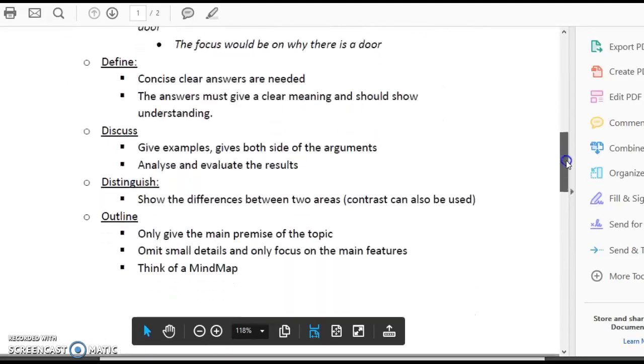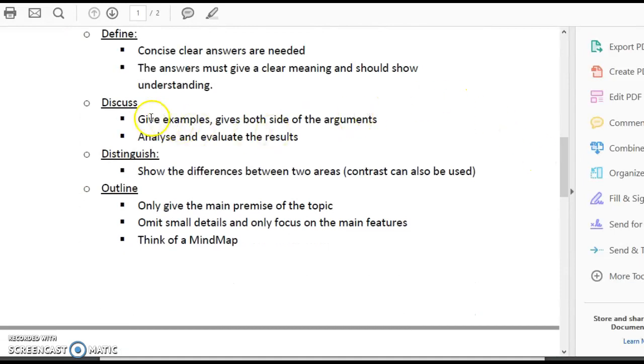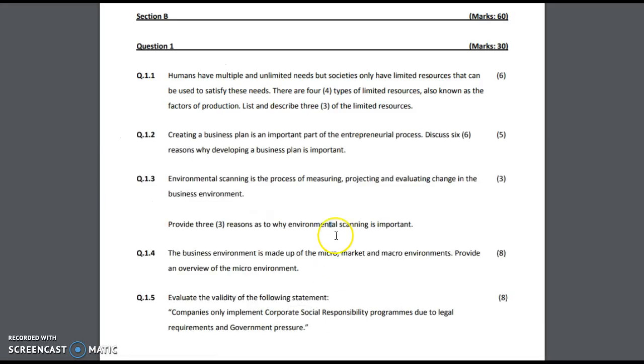So when somebody says to discuss, you need to give examples and you need to give both sides of the argument. So you need to prove to the tutor that you understand both of these examples and you can analyze and evaluate what is coming out. When they ask you to outline something, you are only giving the main premises of the topic. A good way of thinking of this is think of a mind map. You're not going to go into extreme depth into the mind map. You're only going to give the key points, and that is what they are looking for. So make sure that you know exactly what they are asking for.